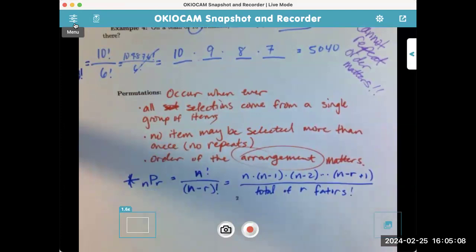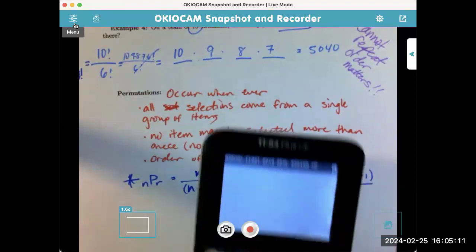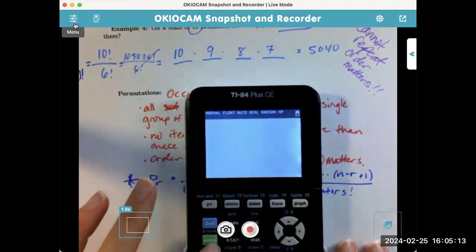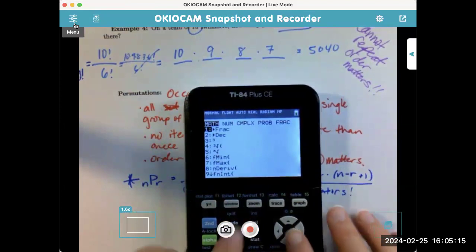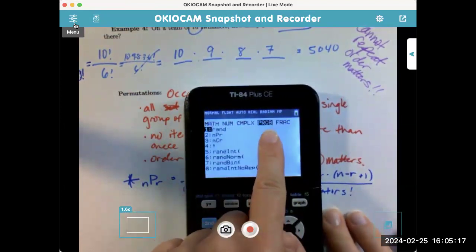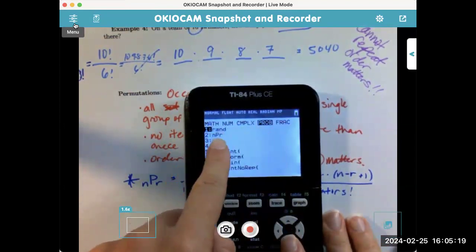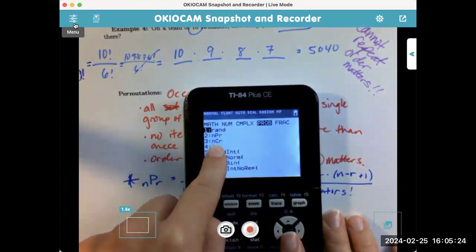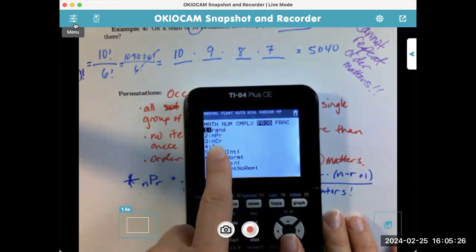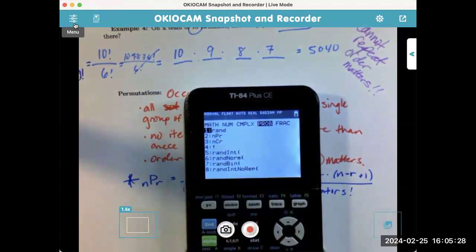So there is a button on your calculator. Let's see, I only have this one on hand. Maybe I can find the other one. But if you go into Math, and then Probability, see, it has your nPr, your permutation, and in a hot second we are going to talk about combination, nCr. Let's see if I can grab this calculator real fast.